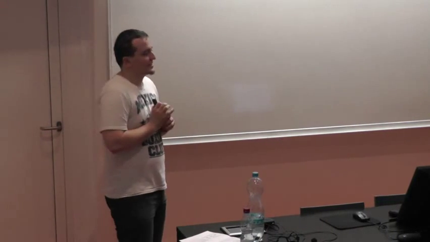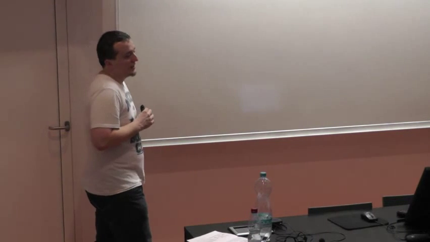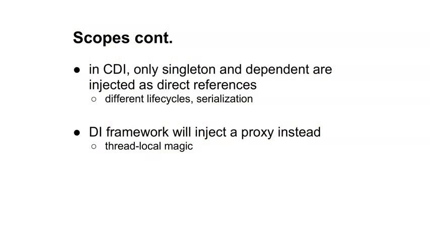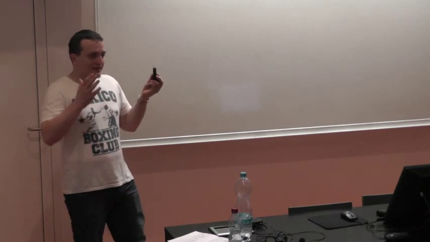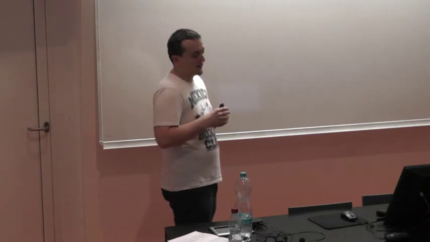And why I'm talking about this is that, for example, in CDI, only the singleton and the dependent scopes are injected as direct references to the other beans. Every other scope, like the session scope or request scope, is injected as a proxy. There are several reasons for that. One most obvious one is if, for example, you have a singleton scoped bean and it depends on, let's say, your request scope bean.